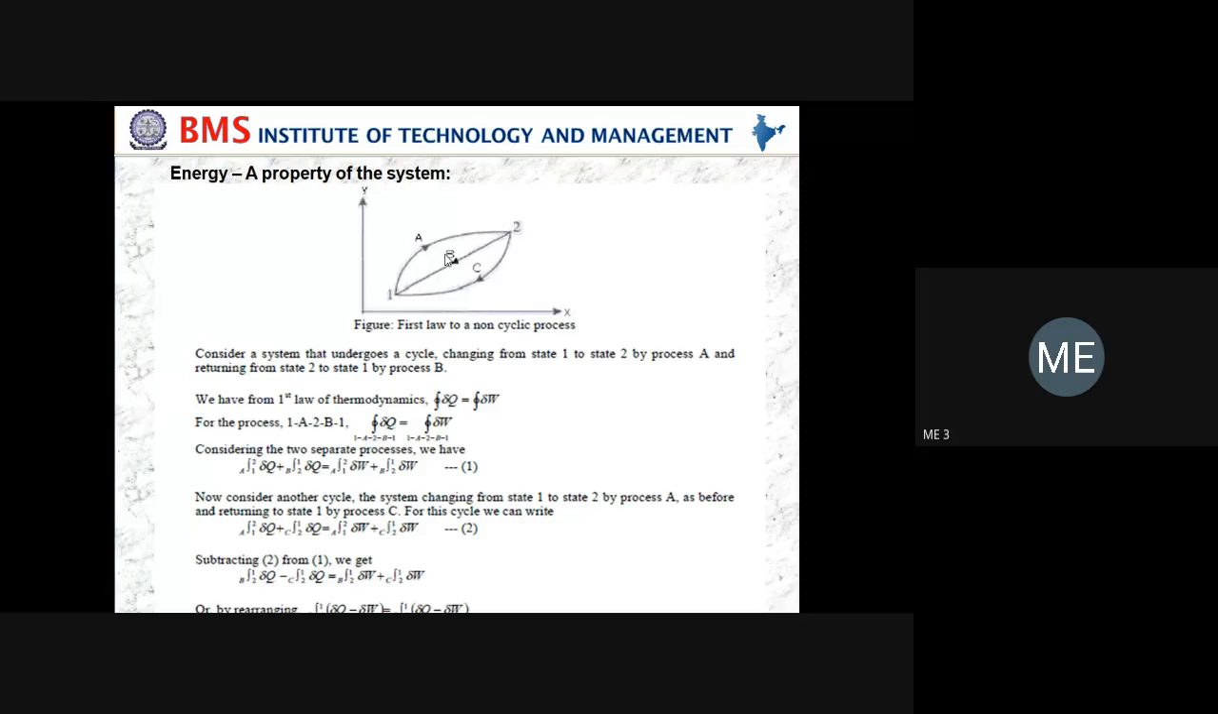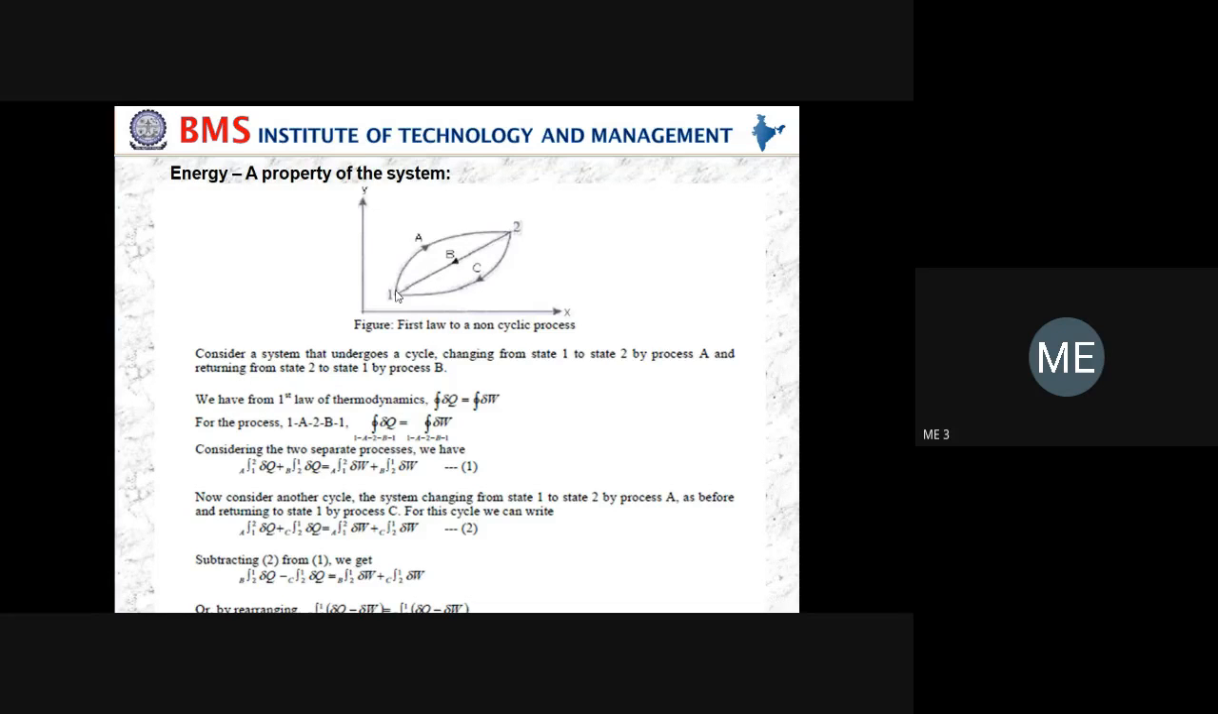So 1 and 2 are thermodynamic state points, as I said. All the thermodynamic properties are point functions, and all the energy interactions like work transfer and heat transfer are path functions. Point functions are exact differentials, path functions are inexact differentials. In order to prove internal energy is a property of the system, you have to draw this diagram. Without the diagram you can't derive. This diagram is most important.